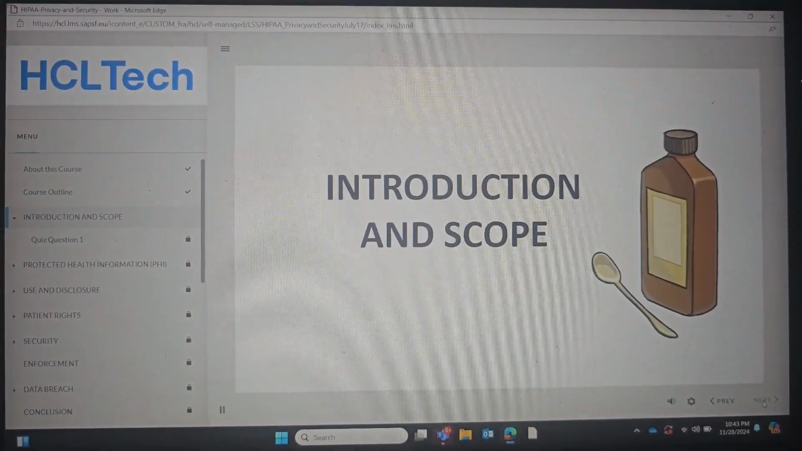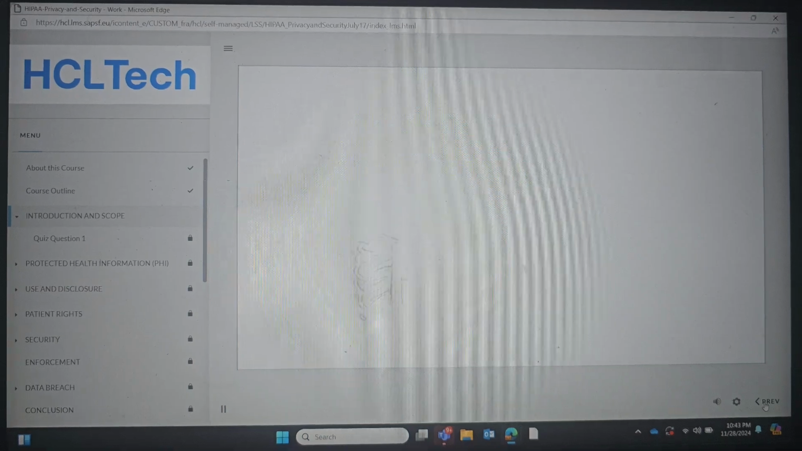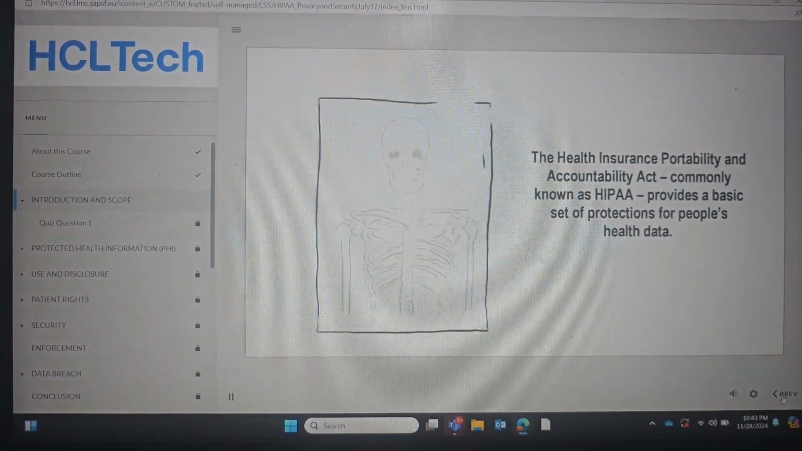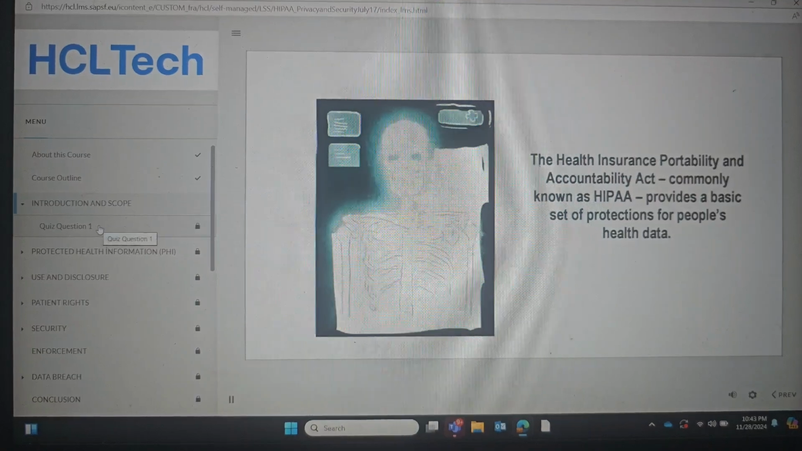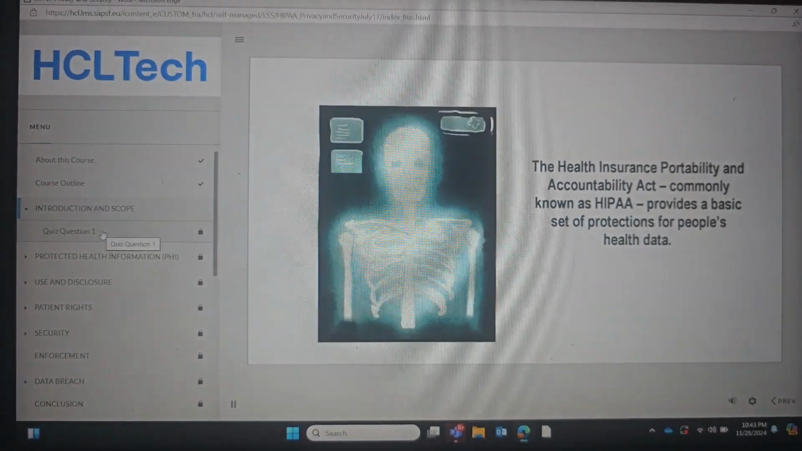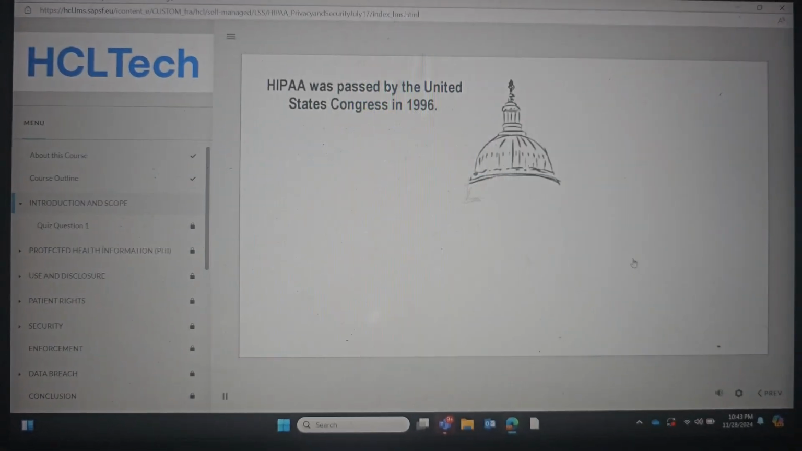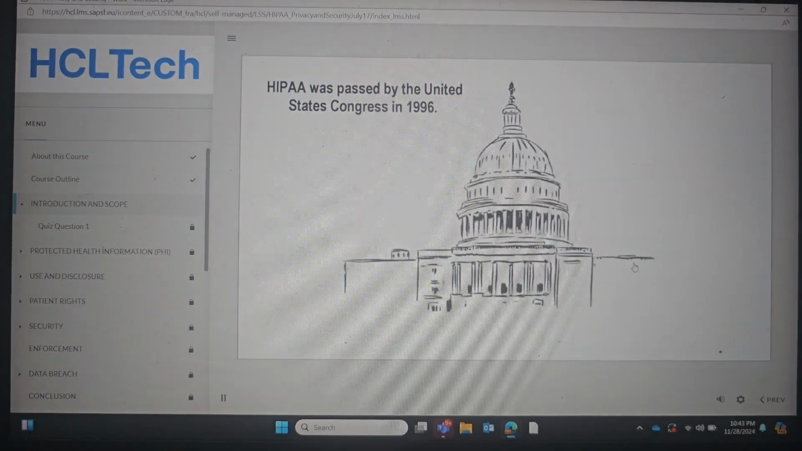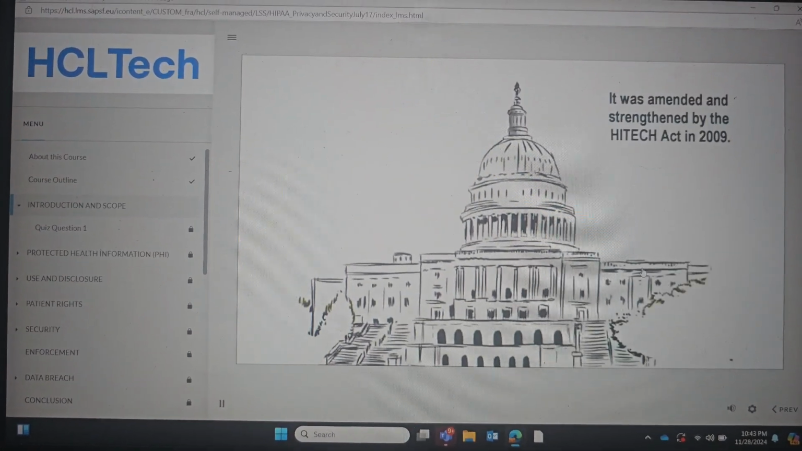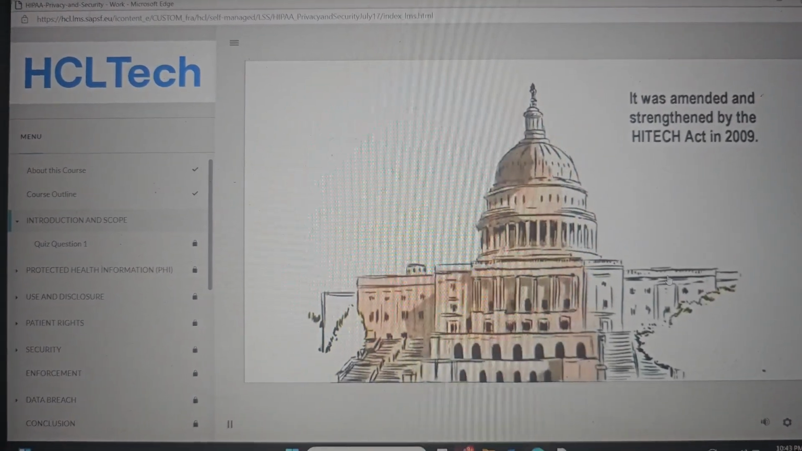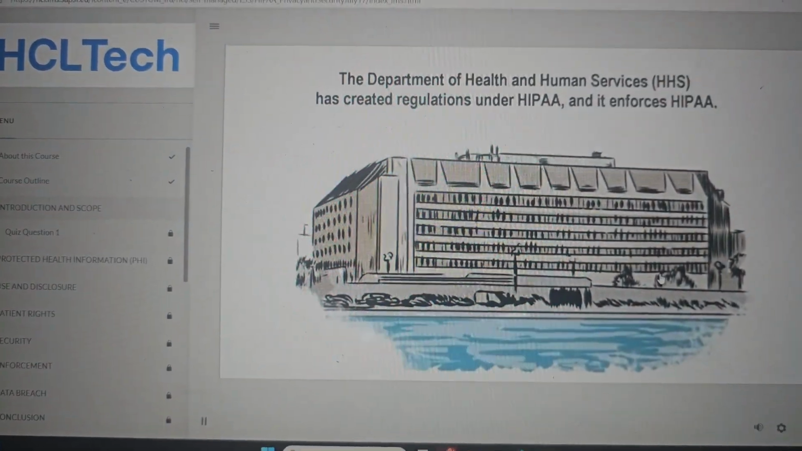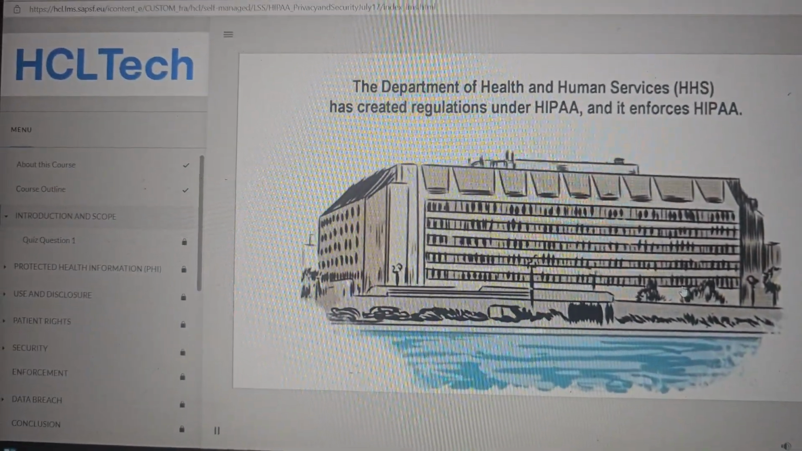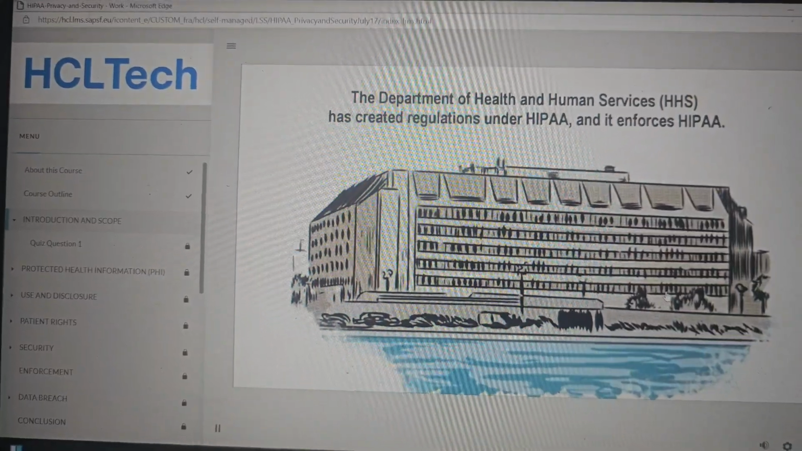Introduction and Scope. The Health Insurance Portability and Accountability Act, commonly known as HIPAA, provides a basic set of protections for people's health data. HIPAA was passed by the United States Congress in 1996. It was amended and strengthened by the HITECH Act in 2009. The Department of Health and Human Services, HHS, has created regulations under HIPAA, and it enforces HIPAA.